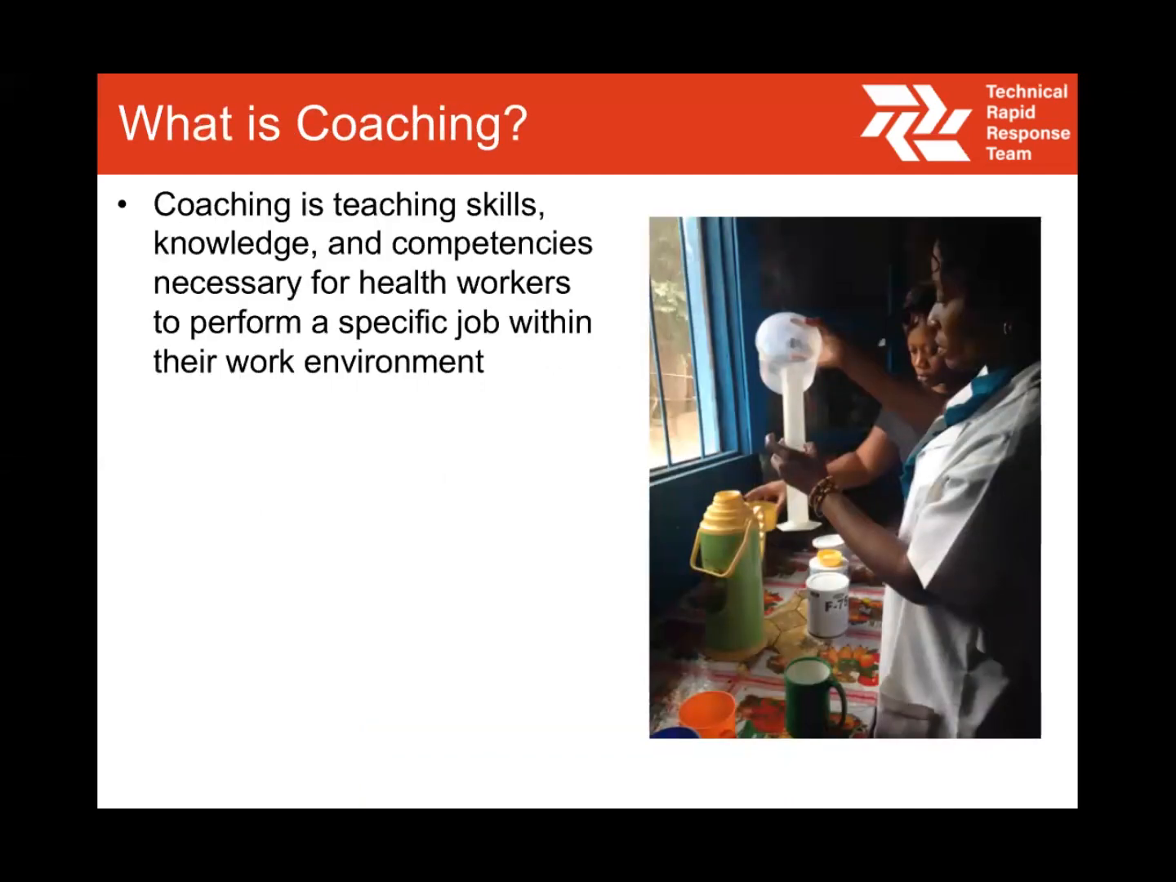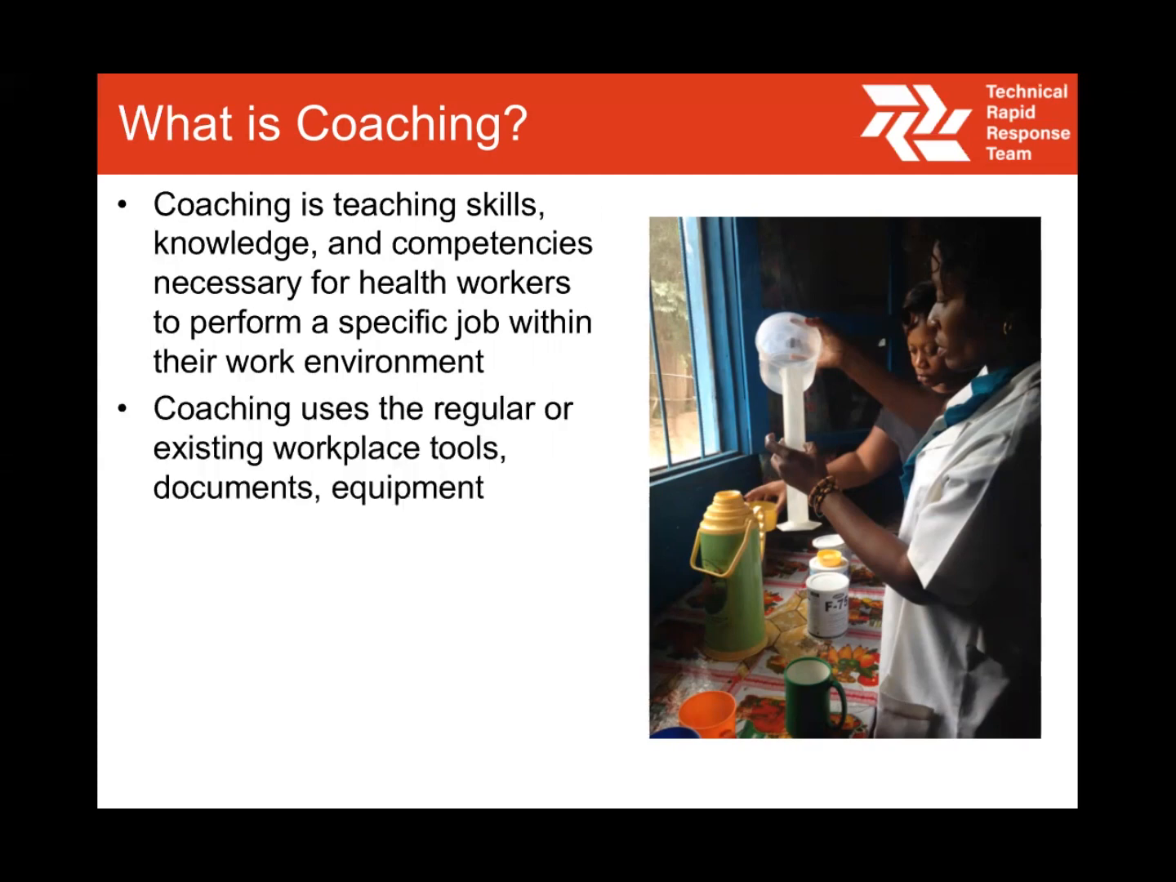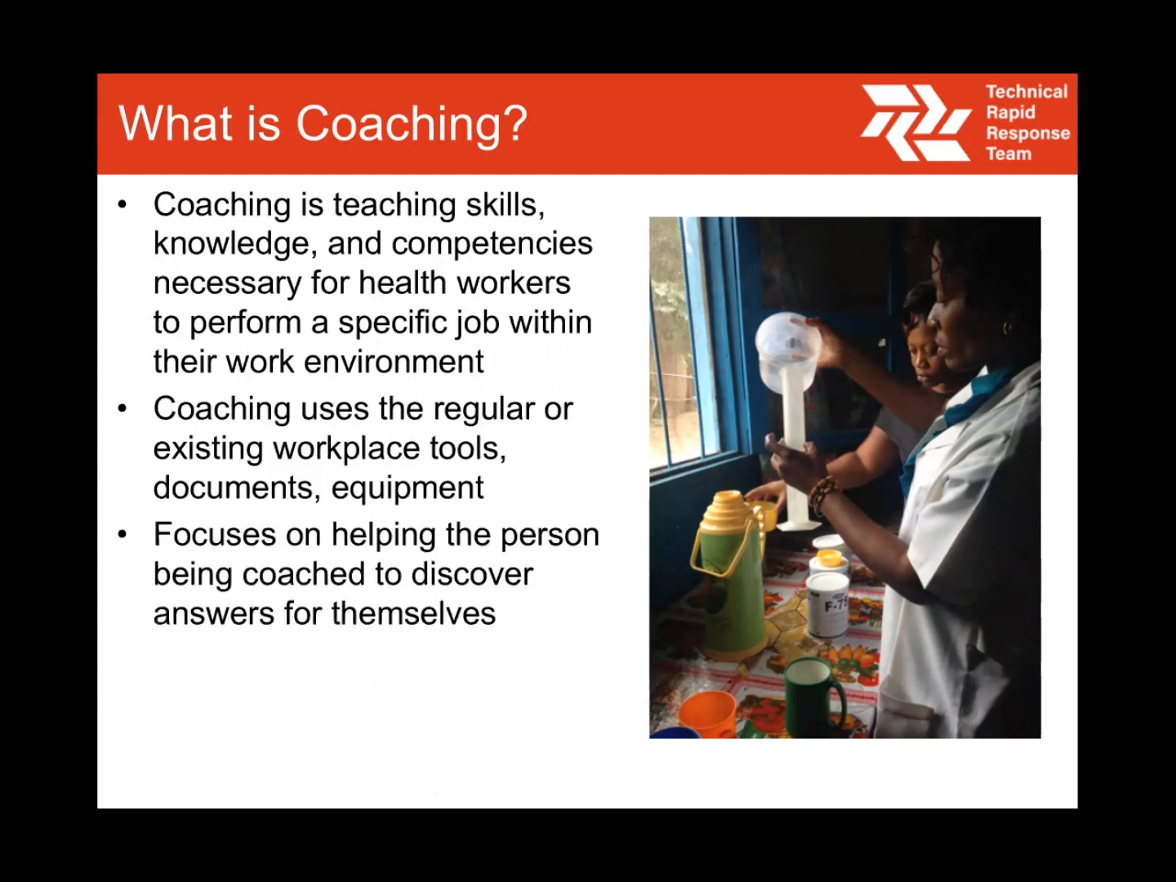So what is coaching? Coaching is teaching skills, knowledge, and competencies necessary for health workers to perform a specific job within their own work environment. It uses the regular or existing workplace tools, documents, and equipment. So there are no special tools, trainings, or anything that coaching requires. It focuses on helping the person being coached to discover the answers for themselves. And this is really key. As we go through this training, we'll discuss this a bit more, but it involves less telling the person and more having discussions with health teams working at health facilities.